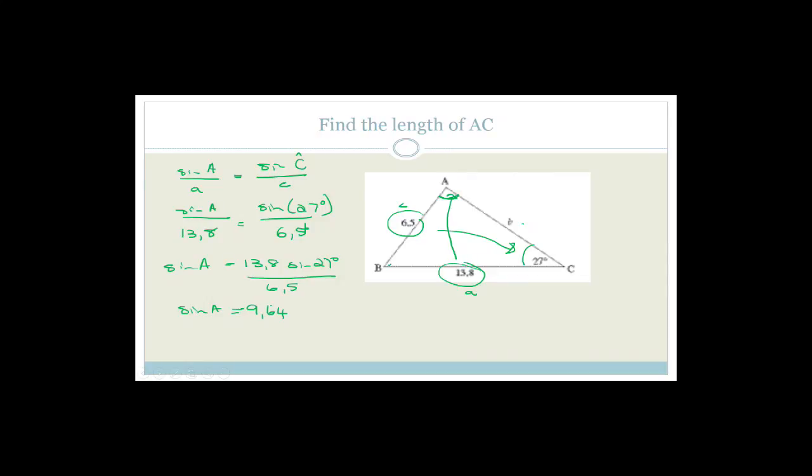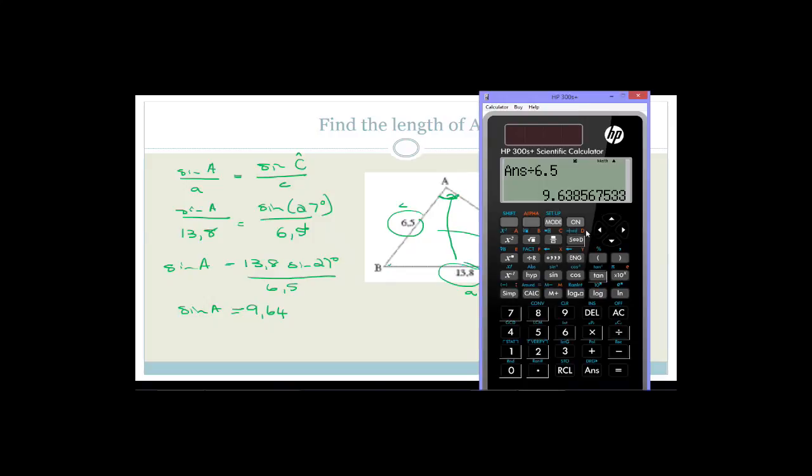We need to, that can't be right. I've done something wrong. Let me have a look what I've done wrong. Let me press clear and I've got 13.8 multiplied by sine of 27, close bracket, equals divided by, that's much better, divided by 6.5 equals 0.964. There we go. I must have put a zero on or times. Okay, so it's 0.964.